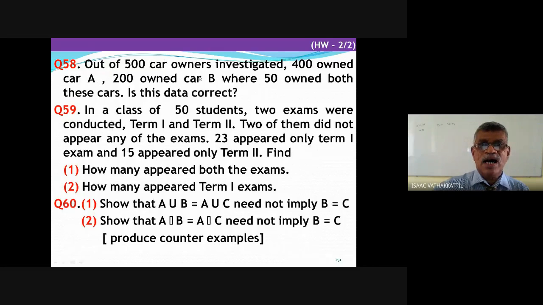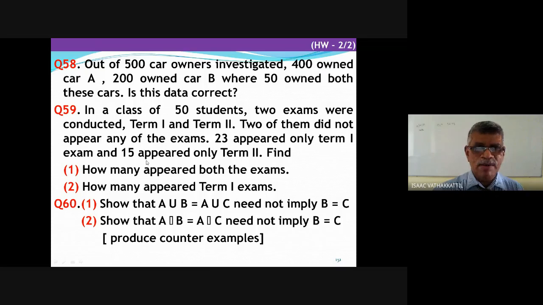Out of 500 car owners investigated, 400 owned car A, 200 owned car B, where 50 owned both these cars. Is this data correct? You have to find out whether it can be. Number of A union B cannot exceed 500. You can easily observe, if you take number of A plus number of B minus number of A intersection B, we are getting a bigger number. That is not possible.